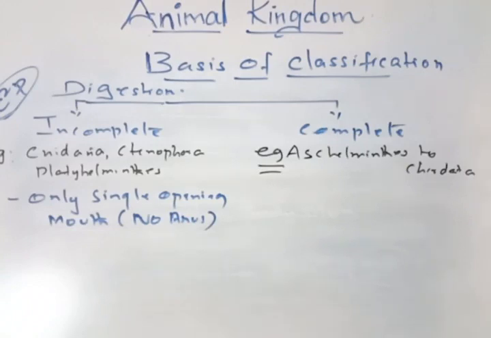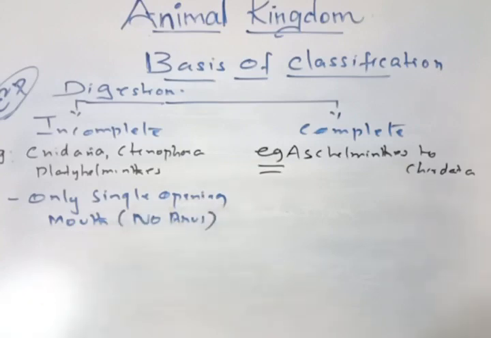Excretory part. So they have only a single opening. That means one opening is for both the intake of food and the excretion of products. So only the mouth is present, no anus. Food particles enter through the mouth, and the excretory product also comes out through the same opening. So there is no separate opening for mouth and anus. Only one opening acts as both the mouth and the anus.